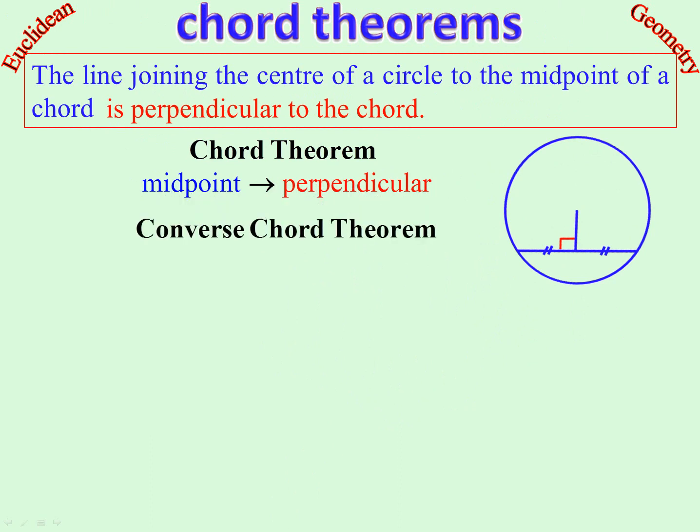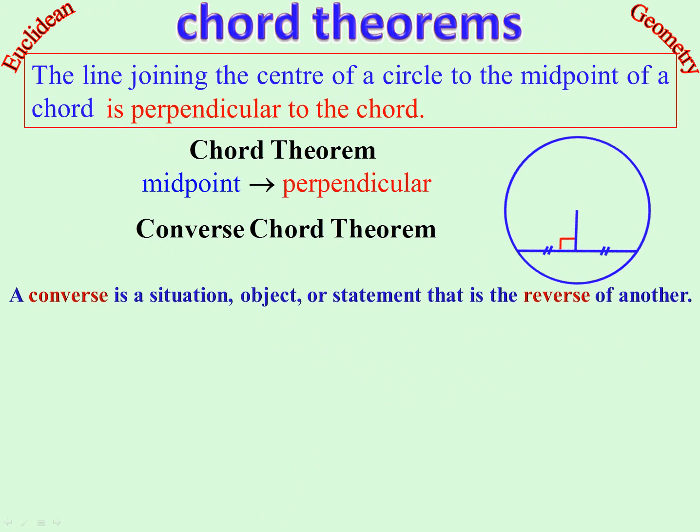Then there's a converse. A converse is a situation, object, or statement that is the reverse of another. So if one statement says, if this, then that, the converse says, if that, then this. In geometry, most theorems have converses, but they are not all necessarily true.